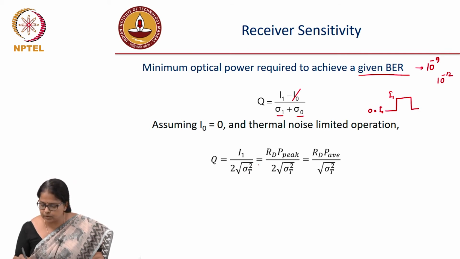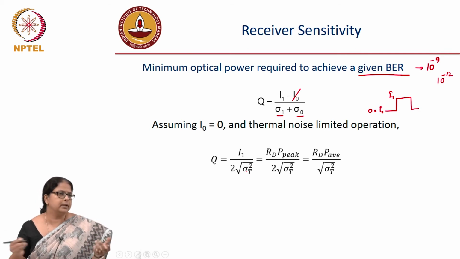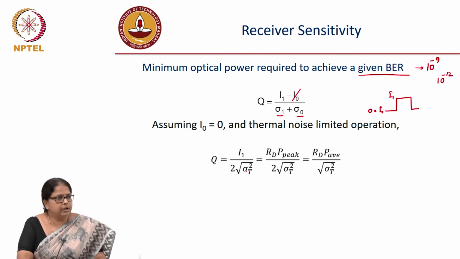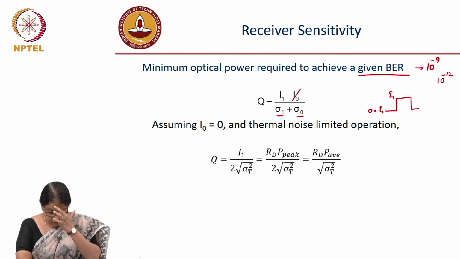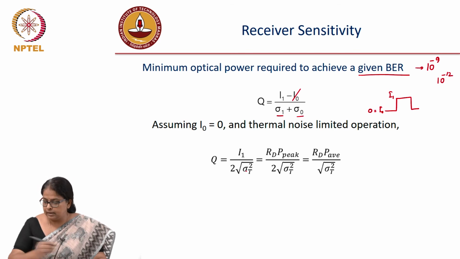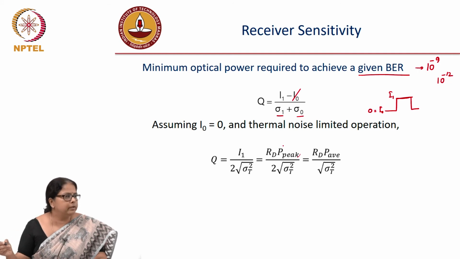So I am just putting it as square root of sigma T square, because we know what sigma, the variance of thermal noise is. Now I1 is nothing but the current when the signal is high. So the corresponding optical power is what I am referring to as P peak. So your current is nothing but the responsivity of the detector multiplied by the peak power. So when we talked about SNR also, we discussed this.